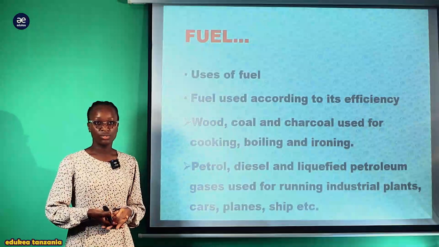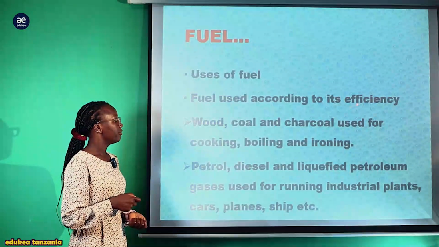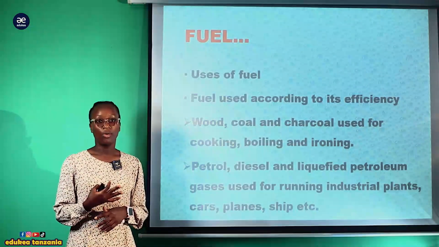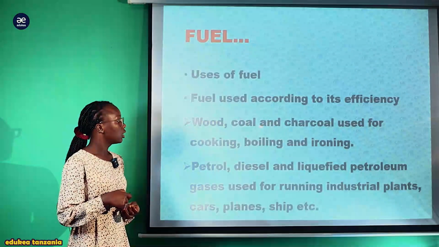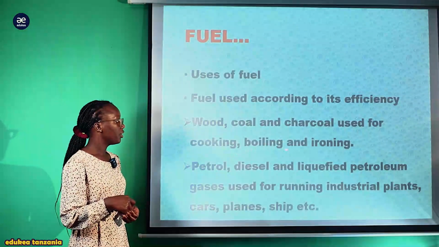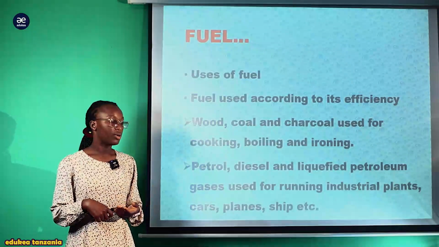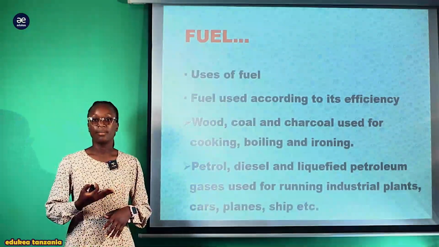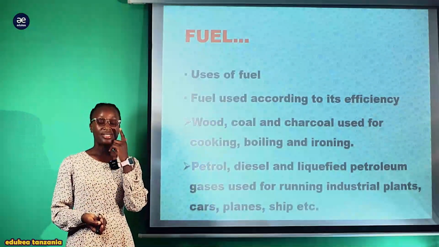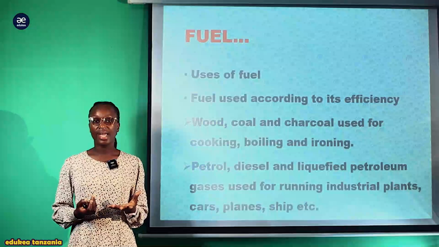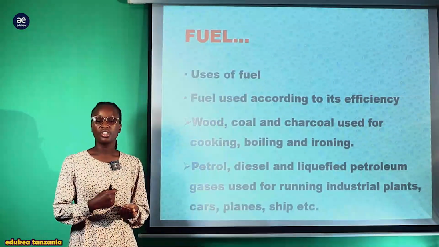Now my students, let's see the uses of fuel. Fuel is used according to its efficiency, kwamba yenyewe inatumika kulingana na ubora wake na sehemu husika. For instance, wood, coal and charcoal are used for cooking, boiling and ironing, kwamba hizi wood, makaa ya mawe, mkaa unatumika katika matumizi ya kupikia, katika boiling process, lakini pia katika ironing. Ironing how? You can see wale mafundi cherehani wana zile pasi za mkaa. Wanatumia huu mkaa katika kupasia nguo, kunyoshia nguo.